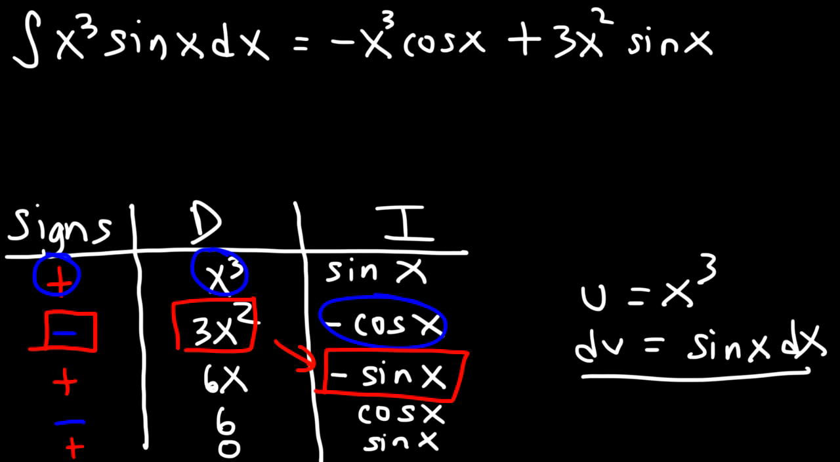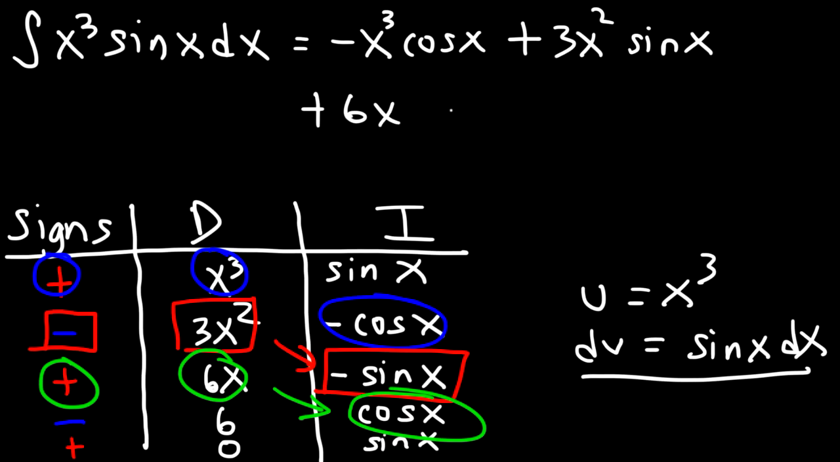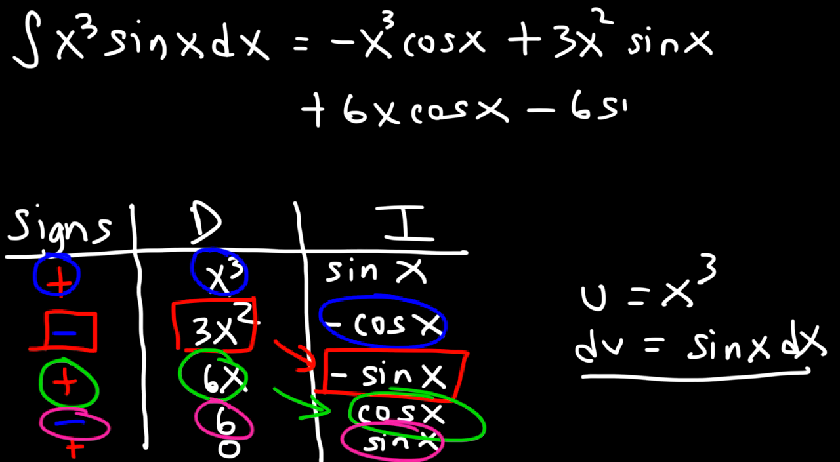Now for the next one, it's going to have a positive sign. We're going to multiply it by 6x and cosine x. So it's going to be positive 6x cosine x. And for the next term, let's use a different color. It's going to have a negative sign. We're going to multiply it by 6 and sine x. So it's going to be negative 6 sine x.